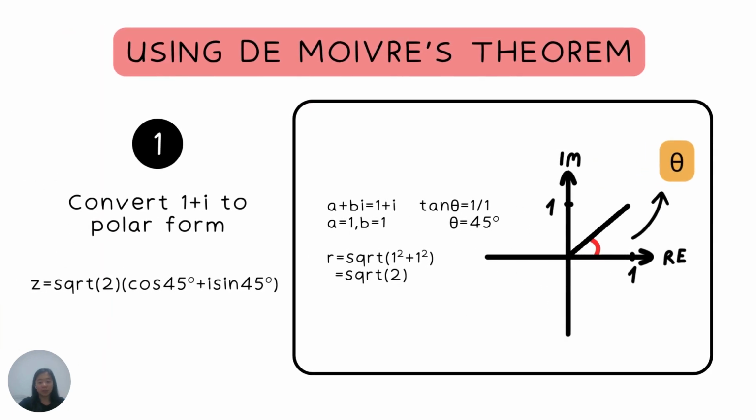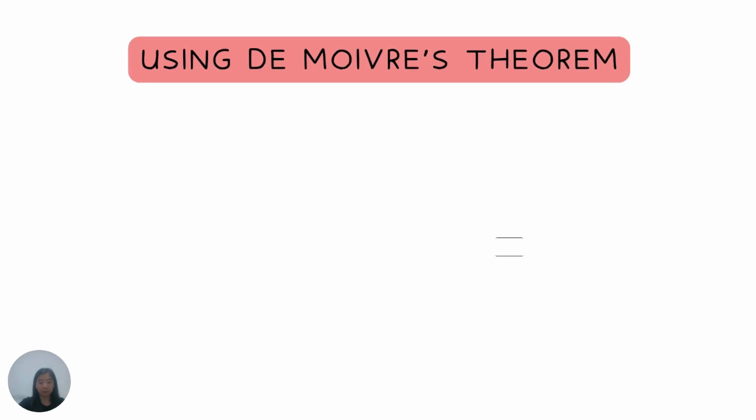Let's dive into some detailed calculations. First, we need to move from the rectangular world to the polar world. We plot coordinates (1, 1) on the complex plane. Using the Pythagorean theorem, the distance from the center, or r, is the square root of 2. Since the x and y values are equal, the angle theta is exactly 45 degrees.